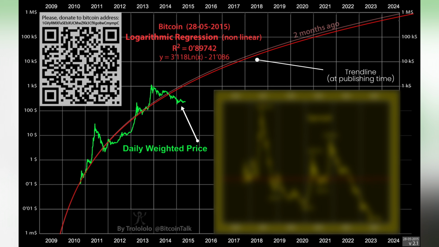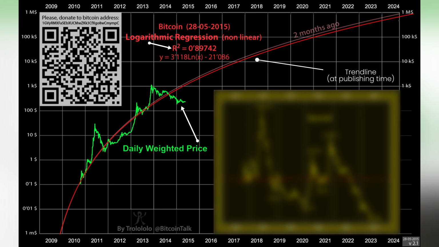So focus on what's in the red here, the red line. And you see that it's May 28th. He posted the chart, ran the data, ran the numbers, and he called it a logarithmic regression curve. The R squared is 89%, actually 90% if you round.